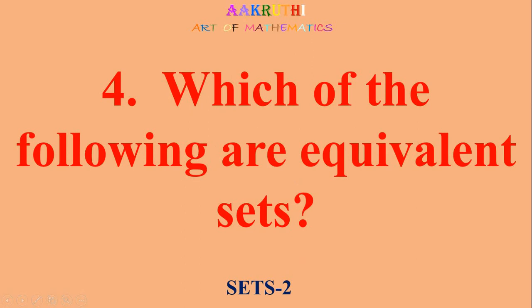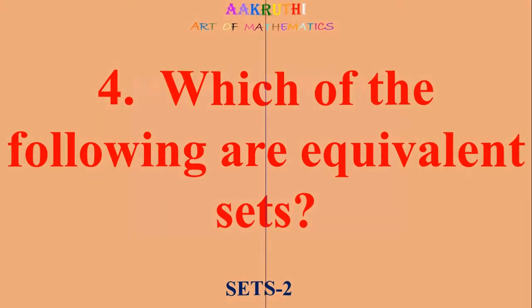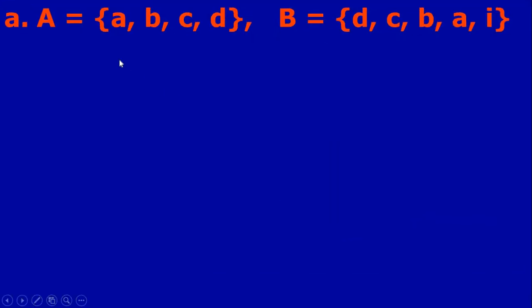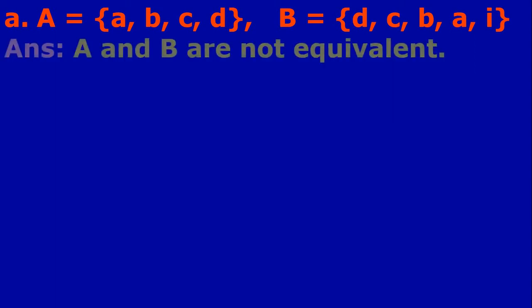Next question, which of the following are equivalent sets? You have to identify which of the following are equivalent sets. Now first one, set A is {a, b, c, d} and set B is {d, c, b, a, i}. Now here in A there are 4 elements and in B we have 5 elements. So the total number of elements is not the same. So therefore A and B are not equivalent sets. Equivalent sets means the total number of elements should be the same.